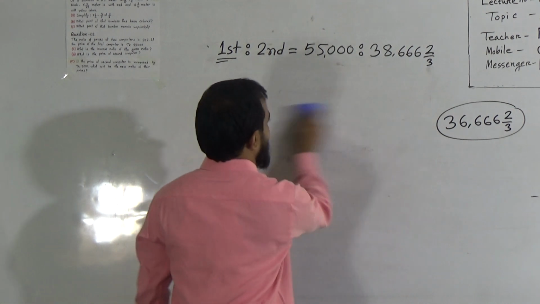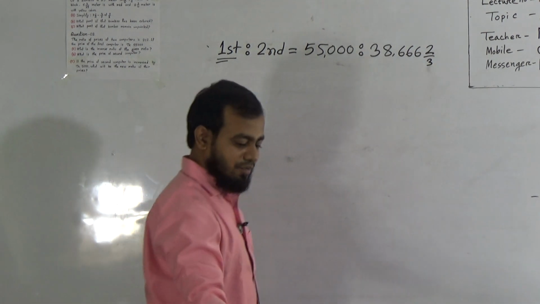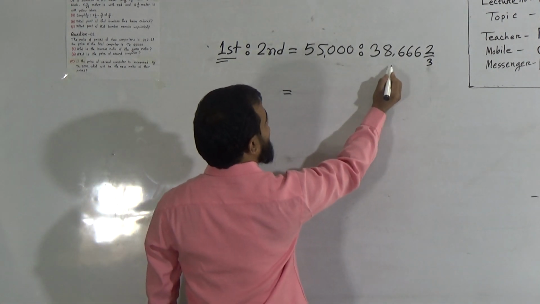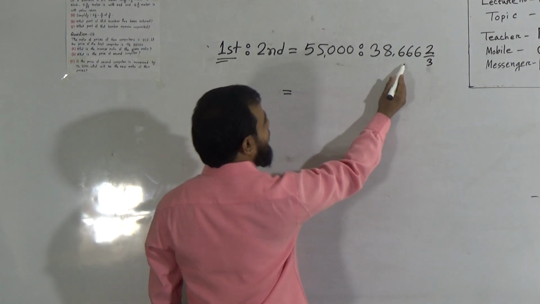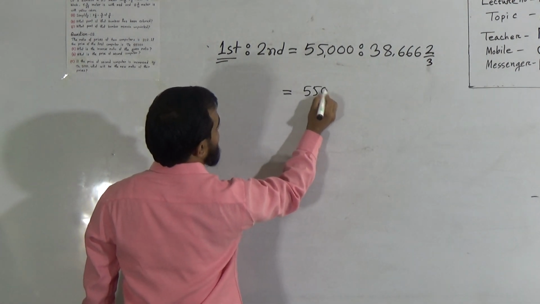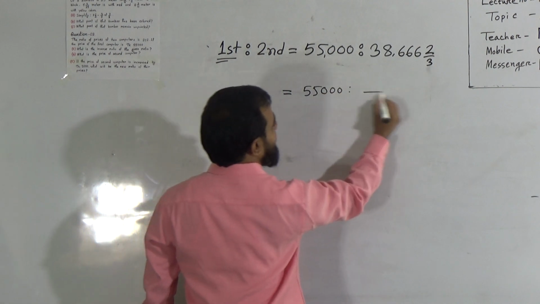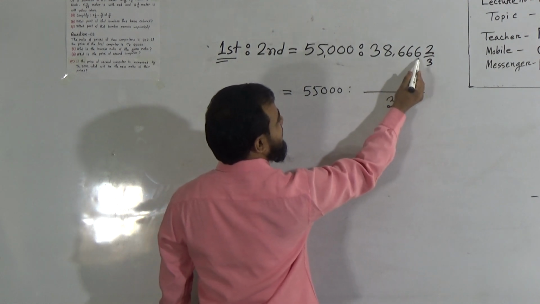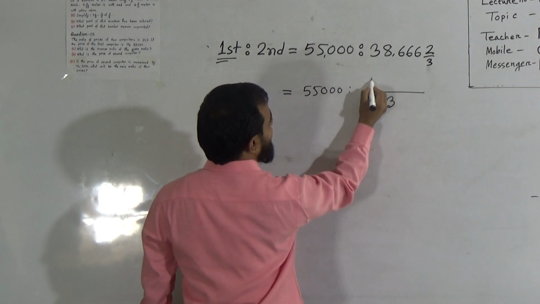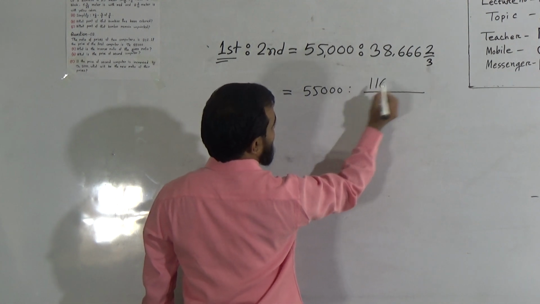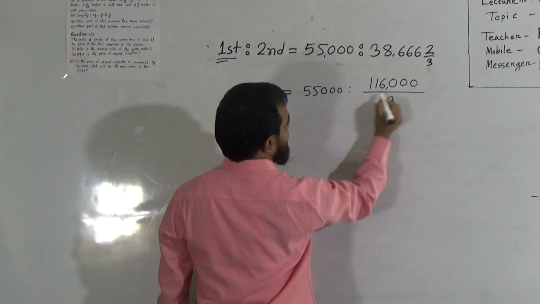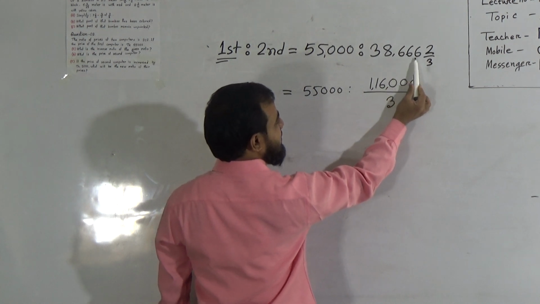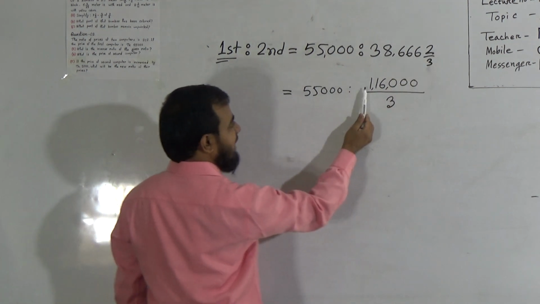Okay, I am going to calculate this one. Look very carefully, you have to understand this and you have to solve this. First of all, this mixed fraction I have to write down as an improper fraction. It is 55,000 is to, this mixed fraction will have 3 as the denominator. 3 multiplied by 38,666 plus this numerator 2 will be 1,16,000. Okay, how? 3 multiplied by 38,666 plus this numerator 2 will get 1,16,000.